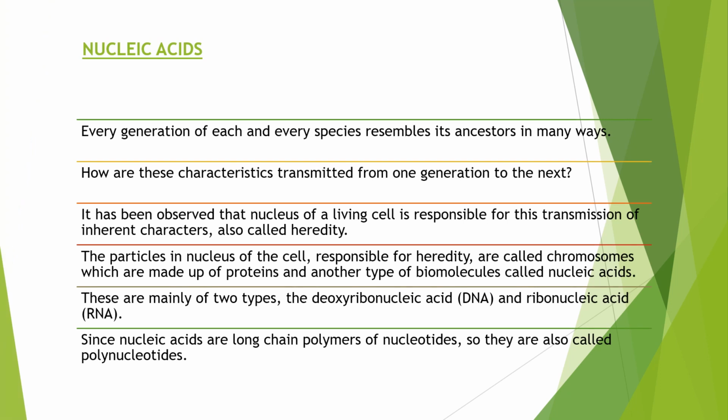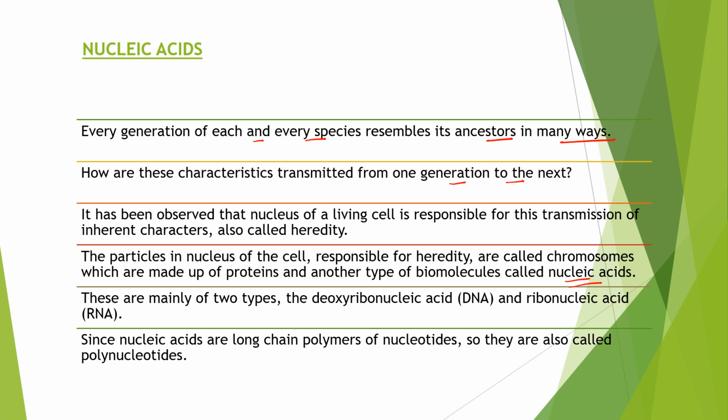Nucleic acids. Every generation of each and every species resembles its ancestors in many ways. So how are these characteristics transmitted from one generation to the next? It has been observed that the nucleus of a living cell is responsible for this transmission of inherent characters, also called heredity. The particles in the nucleus of a cell responsible for heredity are called chromosomes, which are made up of proteins and another type of biomolecules called nucleic acids.